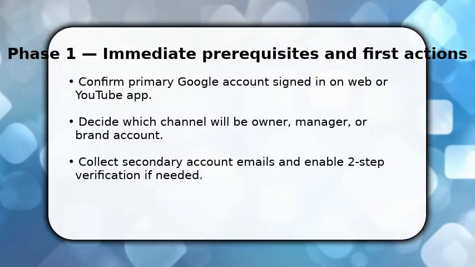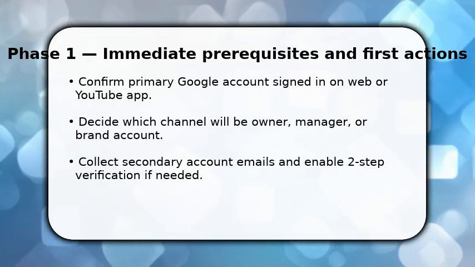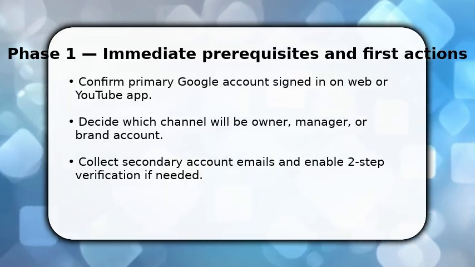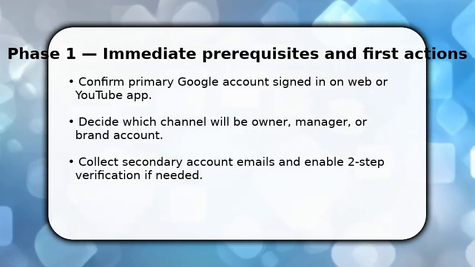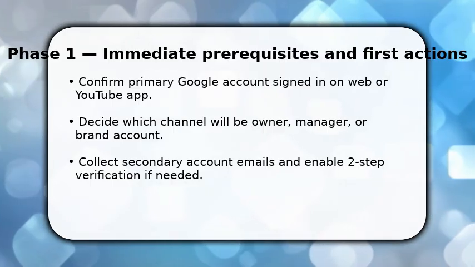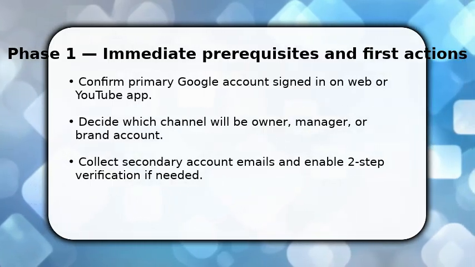You begin by signing into your main Google account. Once done, open YouTube Studio. Click your profile icon, then Settings. This is where channel permissions live. Make sure the channel you want to connect is a brand account if you plan to add managers.